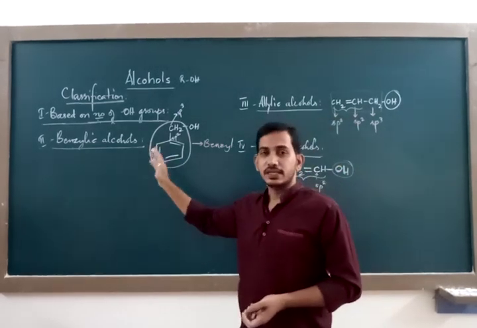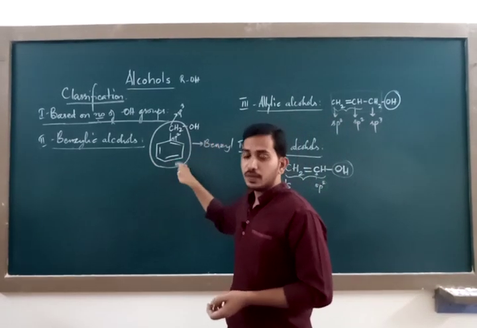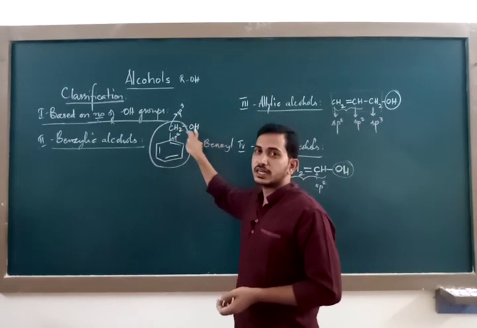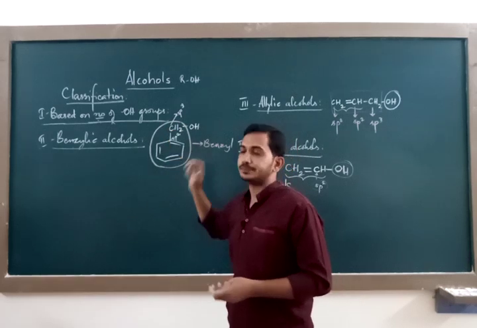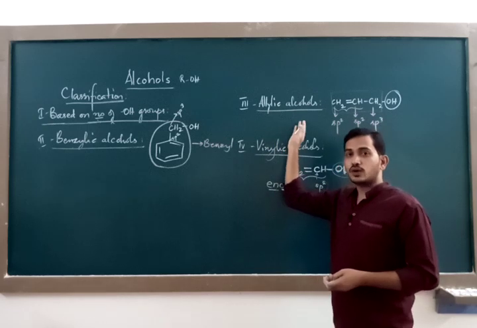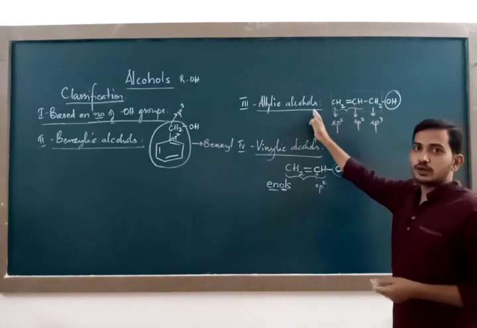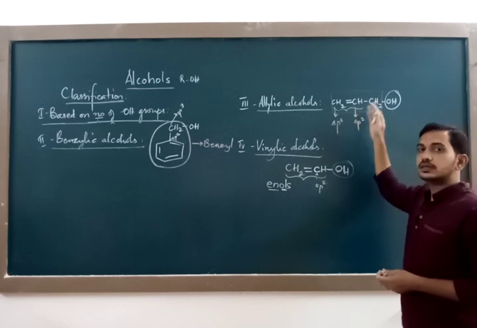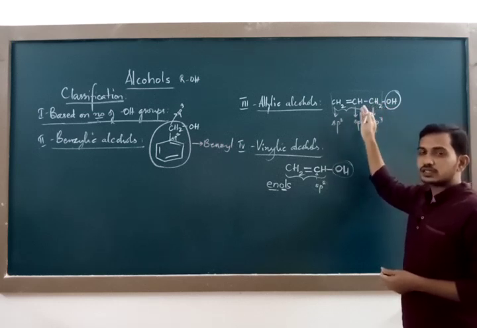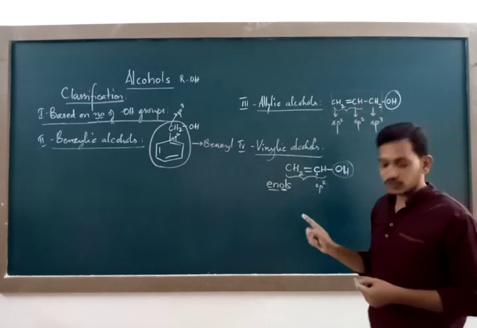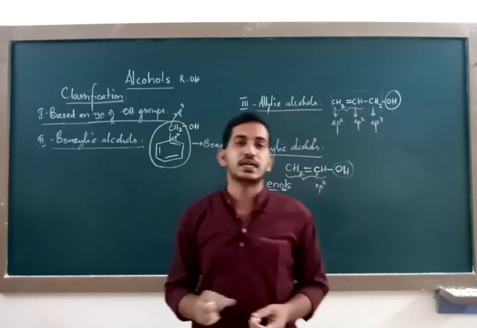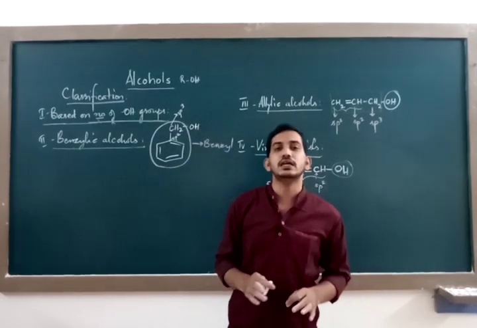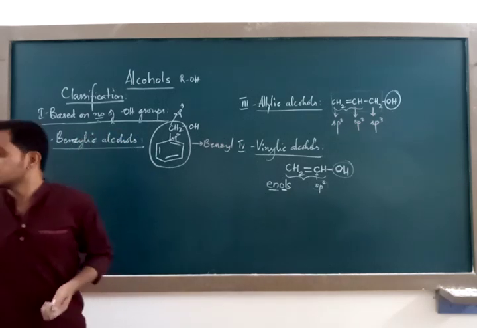Next we have benzylic alcohols. Benzylic alcohols are those in which the hydroxyl group is attached to a benzyl group. The hydroxyl group is attached to an sp3 carbon next to an sp2 hybridized carbon of a benzene ring, or else the hydroxyl group is attached to an sp3 carbon attached to an aromatic system. The third category we had was allylic alcohols, wherein the hydroxyl group is attached to an allyl group. The hydroxyl group is attached to an sp3 carbon next to an sp2 hybridized carbon, or else the hydroxyl group is attached to a single bonded carbon next to a double bonded carbon. The last category was vinylic alcohols, wherein the hydroxyl group is attached to a vinyl group, or to a double bonded carbon. Now if this classification is clear, we shall study nomenclature of alcohols.